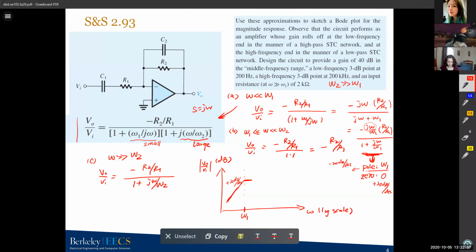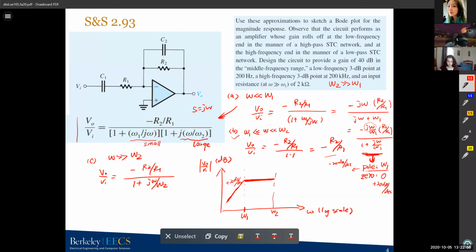And this matches with our second part, right? Because in the second part, when omega is between omega 1 and omega 2, we have a constant value. These two match, right? We have a constant gain. There will be no zeros or poles between these two regions until omega 2. We just have a constant.